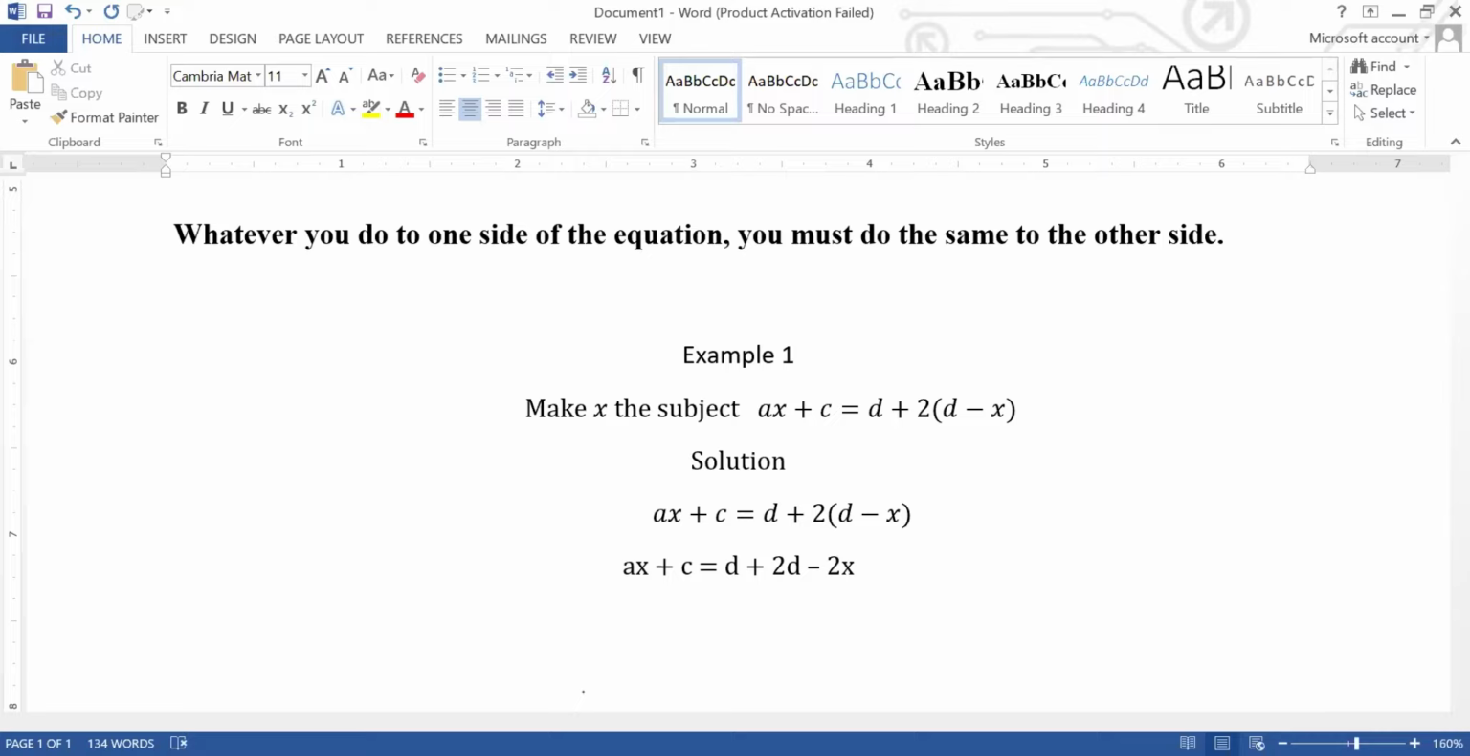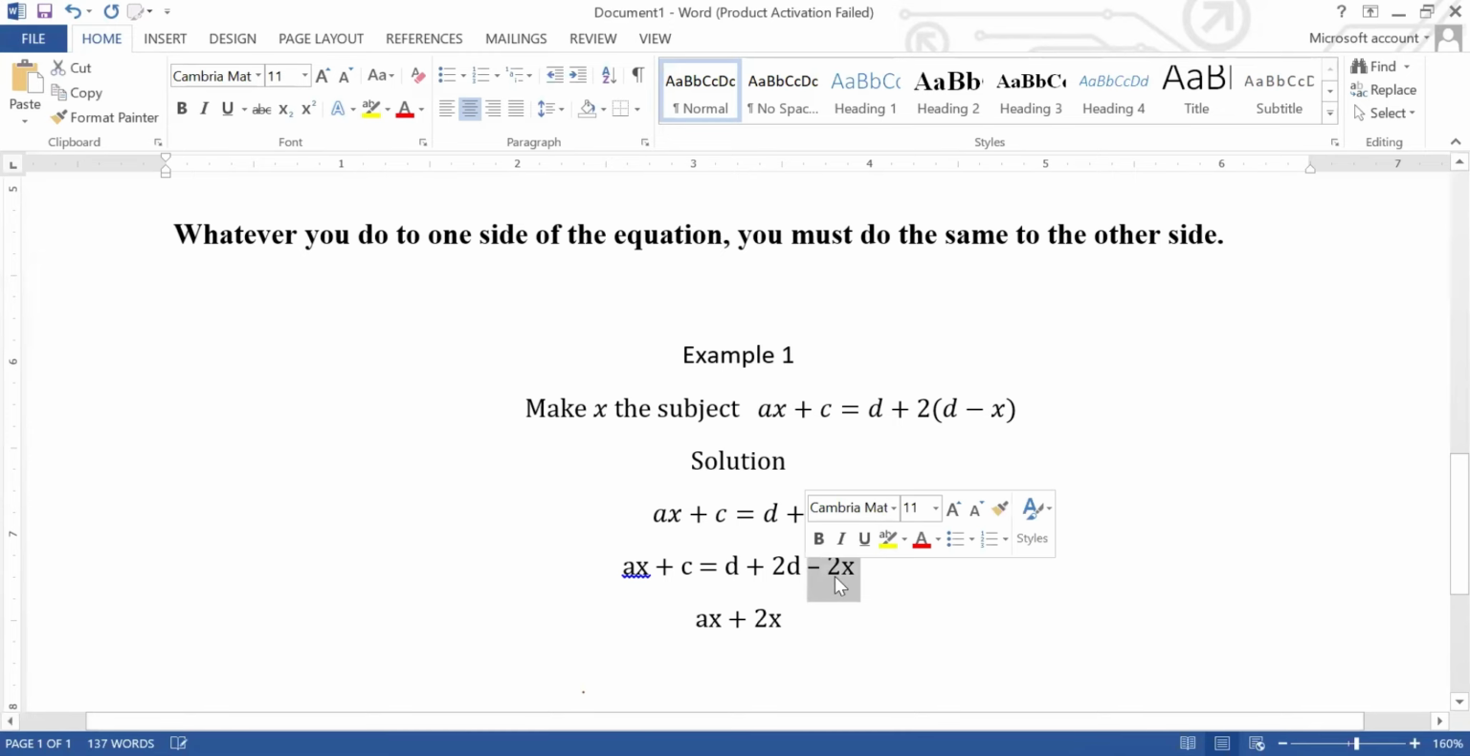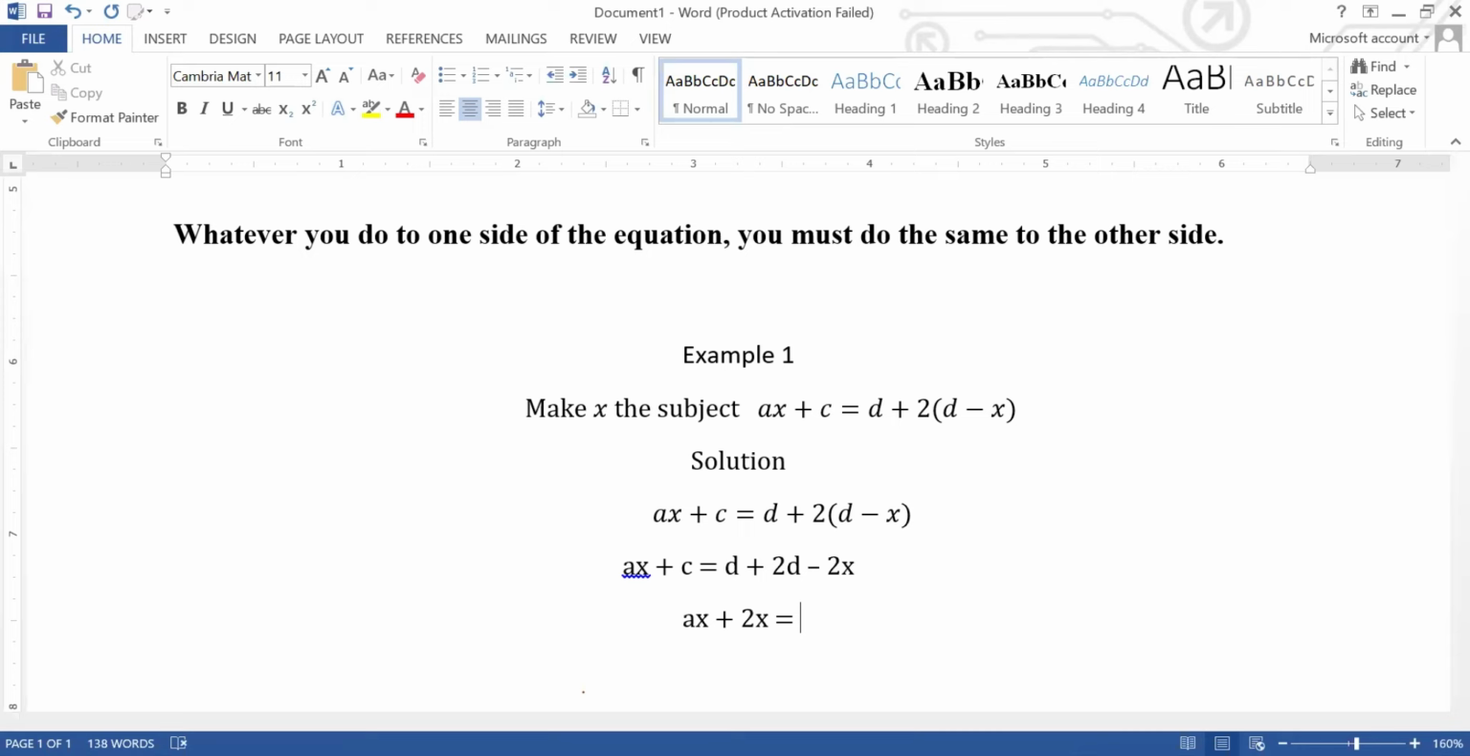Then arrange all the x at one side of the equal to sign. So ax plus 2x. What did I do? I took this and sent it to the other side of the equal to sign. It's equal to d plus 2d. Look at this, 2d plus d, they are all like terms. Guys, we studied that in algebra, like terms. So it becomes 3d minus c. Why minus c? This c goes to the other side. You can see that.